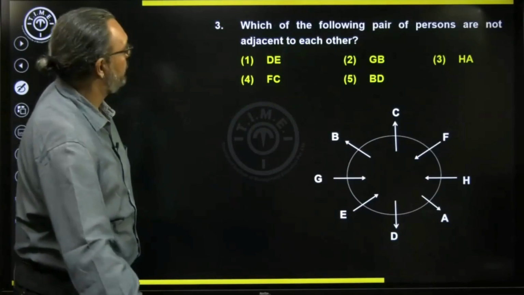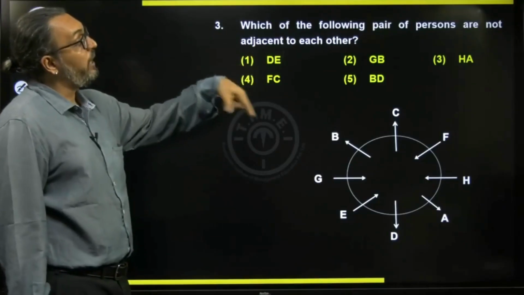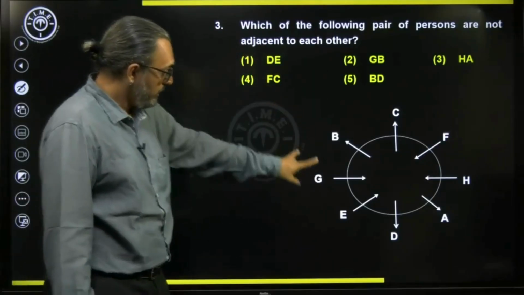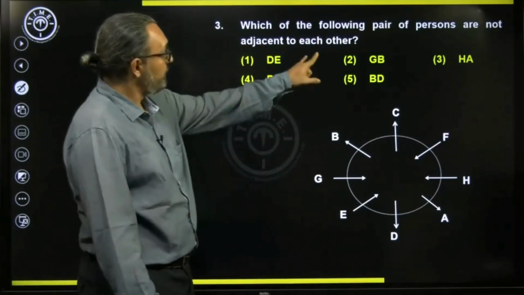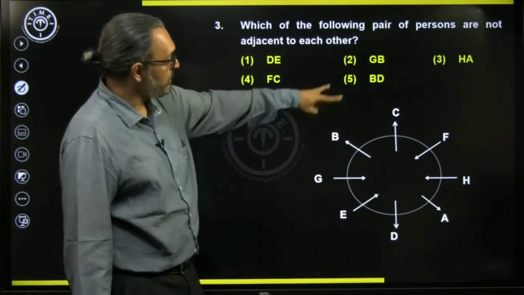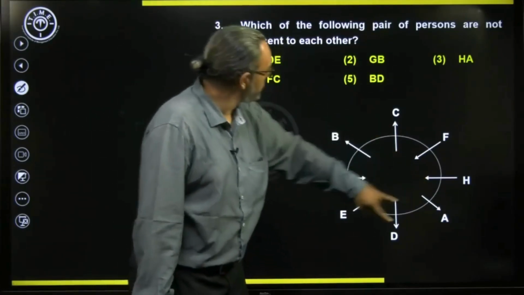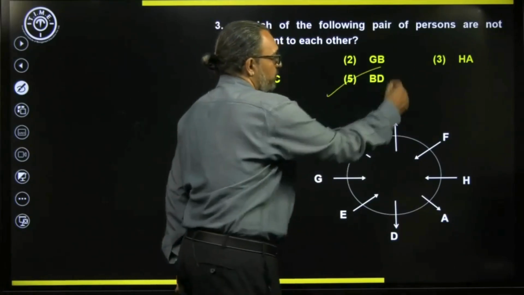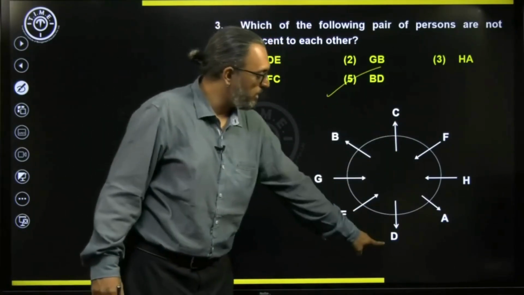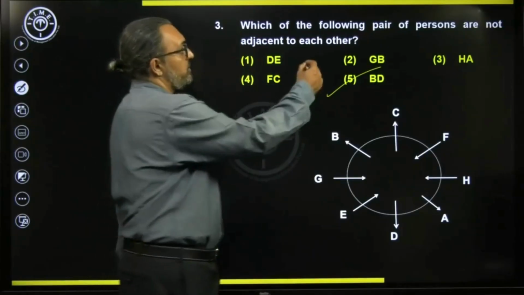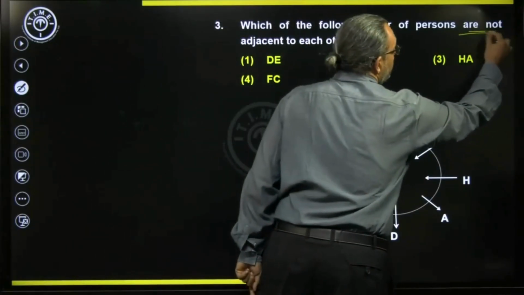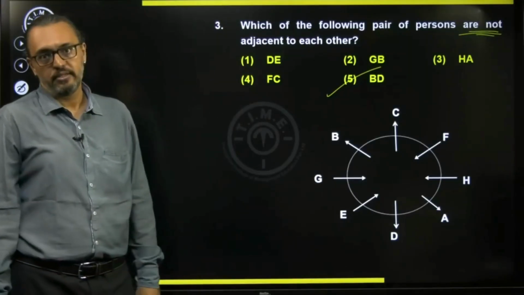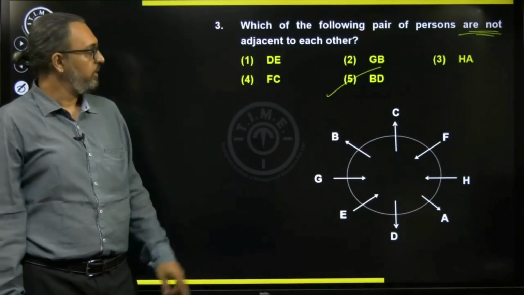Then, which of the following pair of persons are not adjacent to each other? Okay. DE, they are adjacent. GB, they are also adjacent. HA are also adjacent. FC are also adjacent. That means it is the fifth option. BD, we know B and D are not adjacent because that is the question: which of the following persons are not adjacent to each other. Okay, so it is the fifth option.